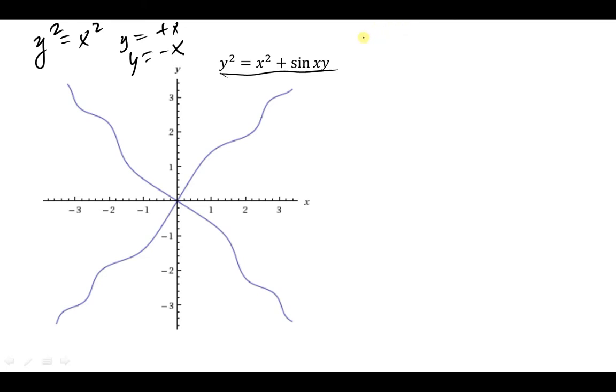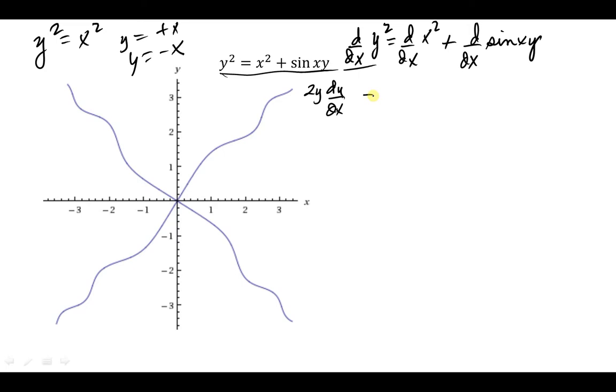So let's write this down. d/dx of y squared equals d/dx of x squared plus d/dx of sine of xy. Doing this operation, we get 2y dy/dx equals d/dx of x squared is 2x, and d/dx of sine of xy, we did part of this a minute ago. That's going to be, of course, cosine of xy times, using the chain rule, d/dx of xy.